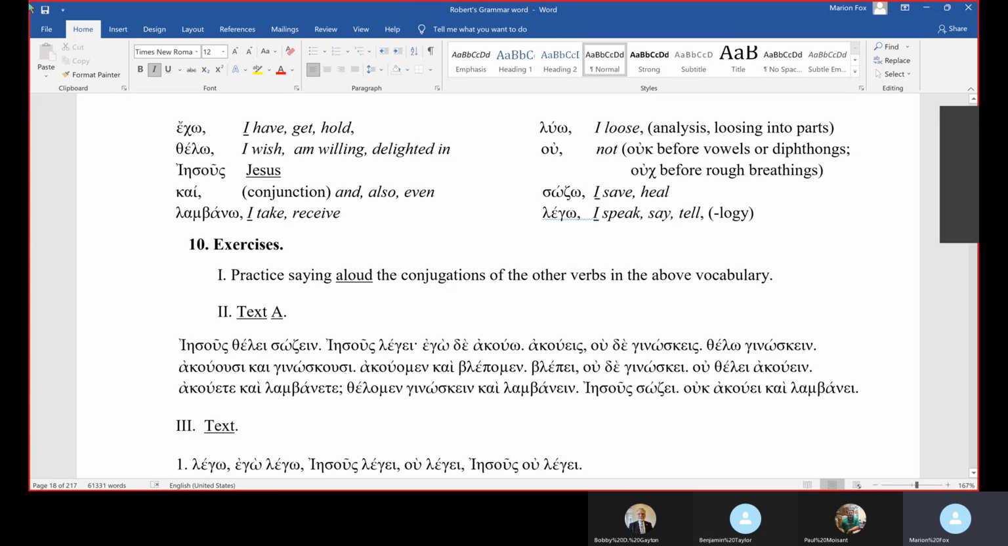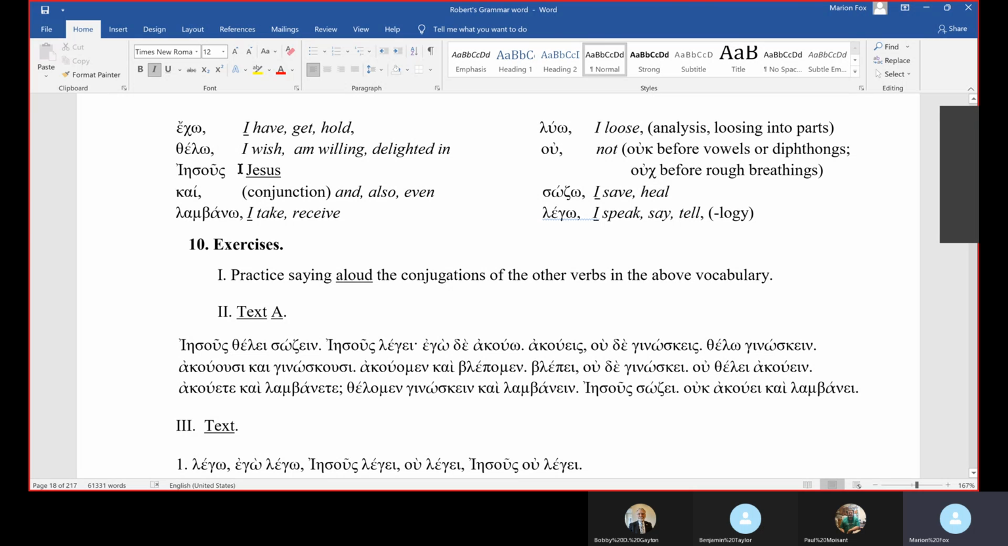Here's another word right here, thelo. That's I wish, I desire something. We'll come back to that word and some synonyms with it later. We won't look at it right now, but we'll do it later as we develop this. Another word is Iesous, three syllables: iota, eta, sigma. That's a diphthong. Jesus. And our Spanish word for Jesus almost sounds like this.